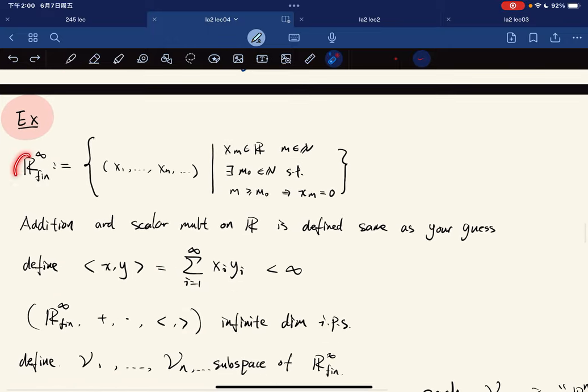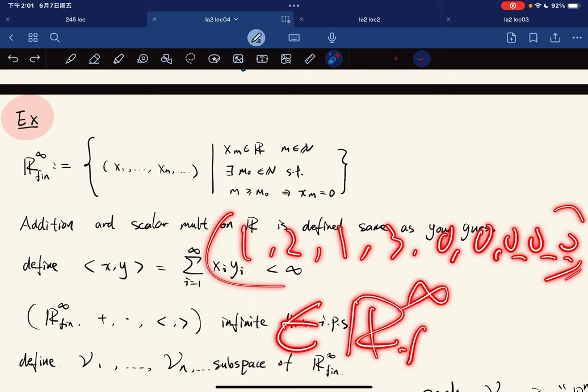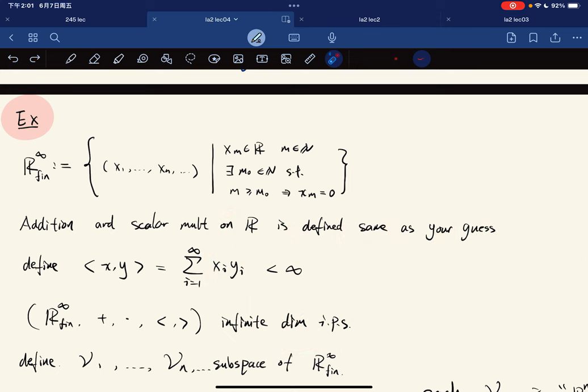We define R infinity finite to be all real sequences such that there exists a cutoff after which everything is zero. So basically 1, 2, 1, 3, 0, 0, 0, 0, 0, 0, 0, 0, 0 is a sequence in R infinity finite. It's the set of all sequences such that after some point, the entries are all zero.